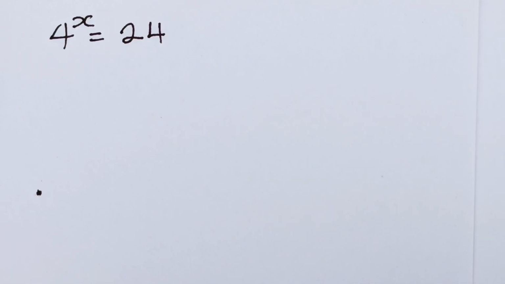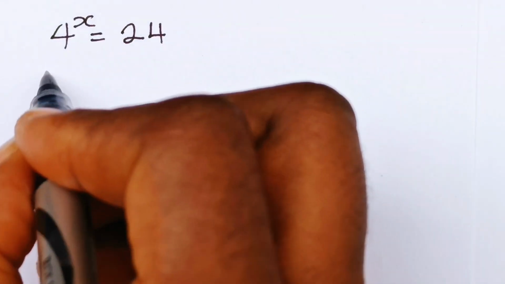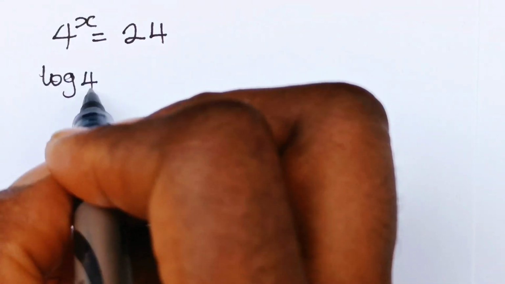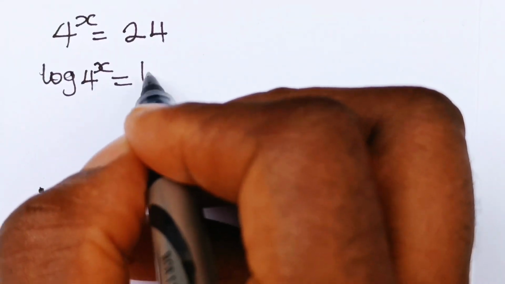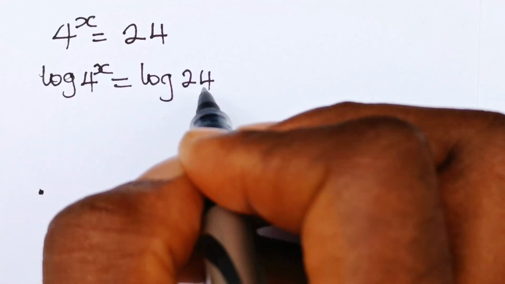Let's solve for the value of x. First, we are going to introduce logarithm to both sides of this equation. So we are going to write that log 4 to the power of x is equal to log 24.